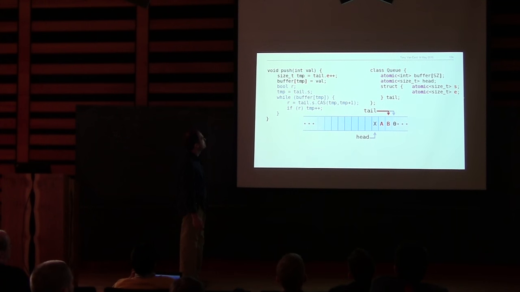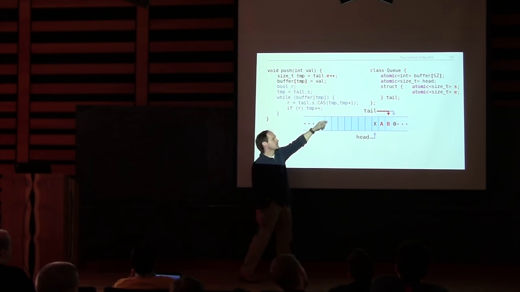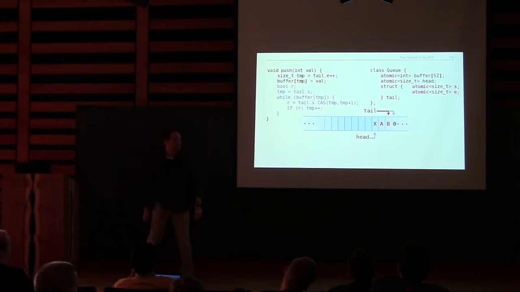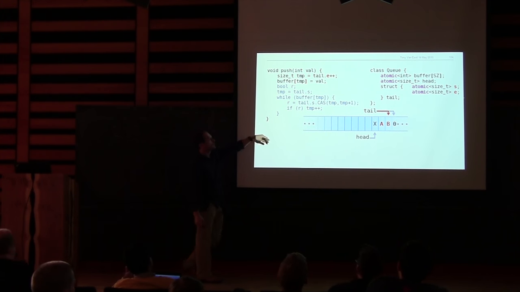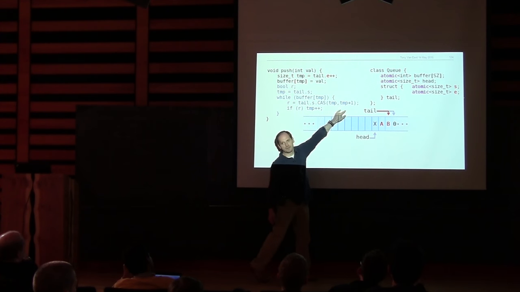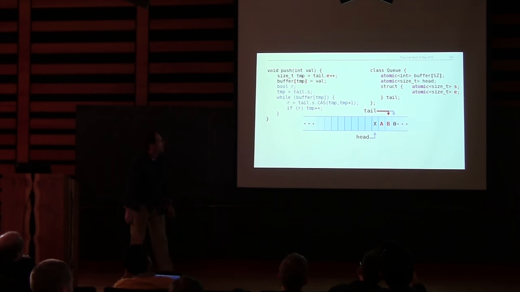So let's try to fix this problem. Now I am going to use the CAS version that updates temp when it fails, which is really sad because then I have to do a check. Even whether it passed or failed, I really wish I knew what tail was. The thing is, if it passes, you already know what tail is, you just set it. But it's kind of an ugly piece of code there.